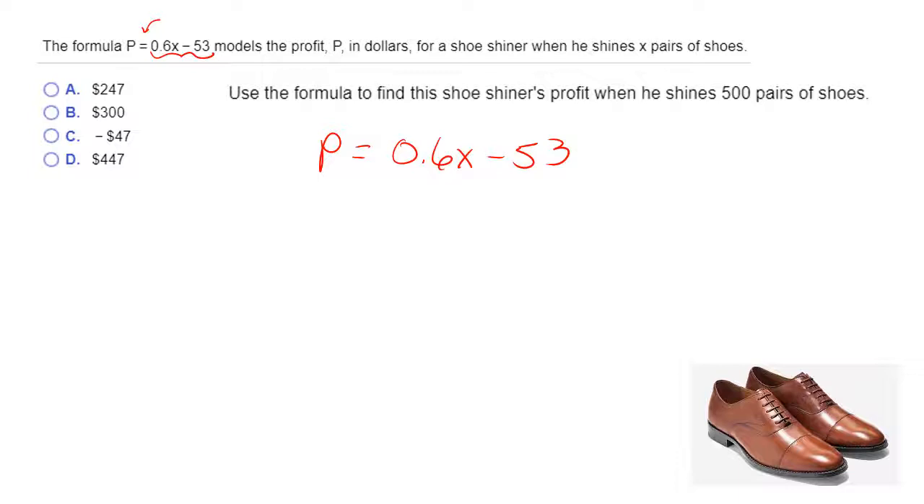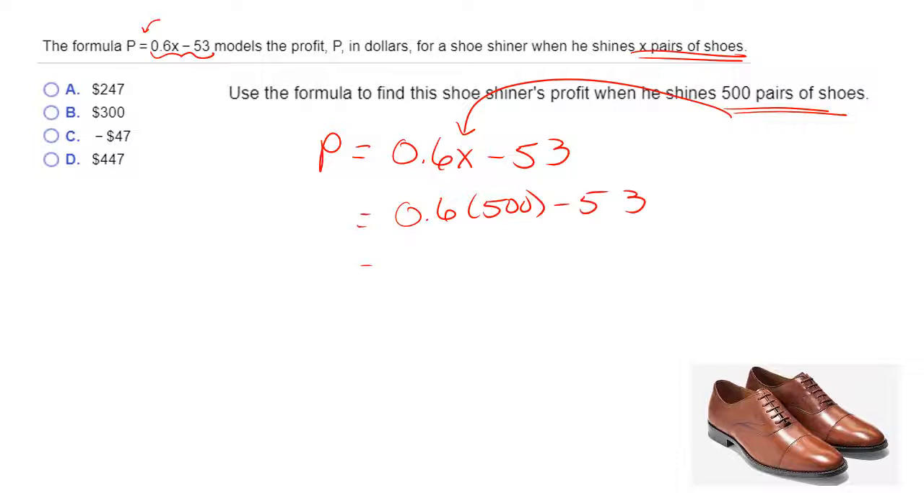And so here we have 500 pairs of shoes, and X is what is represented for those shoes. So I substitute in the 500 for the X. So I take and I substitute that in again. You may use your calculator if you wish, and you multiply the 0.6 coefficient times the 500 shoes, and then you minus 53. That gives me 247 would be the profit. So my correct answer is A.